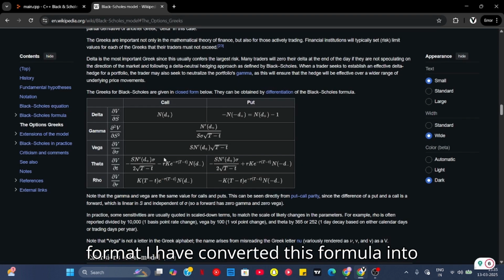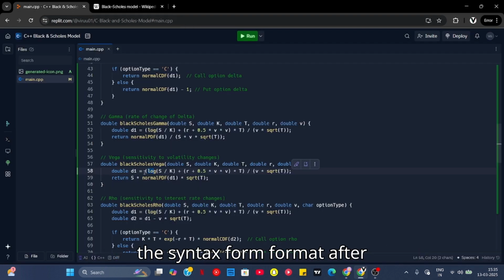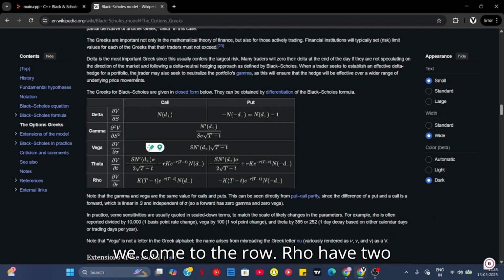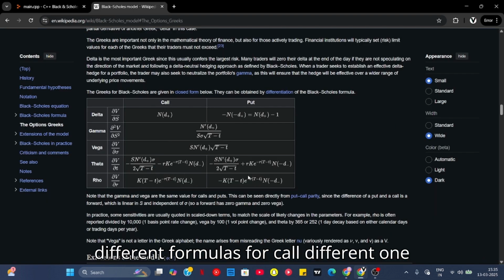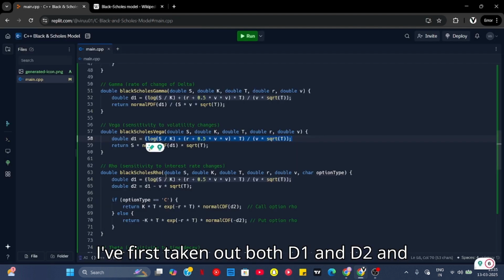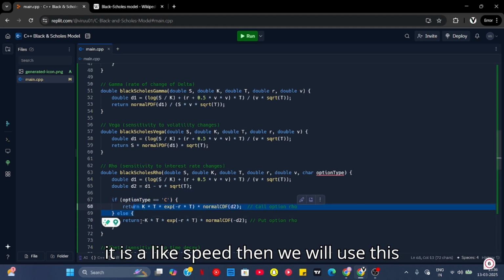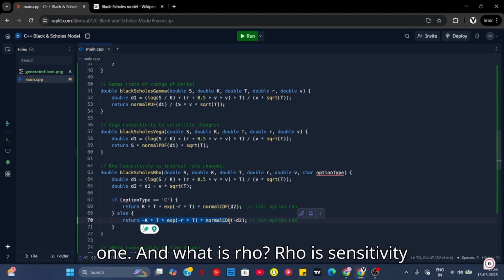Okay. In the same format, I have converted this formula into the syntax format. After that we come to rho. Rho has two different formulas, one for call and a different one for put. So that's why I've first taken out both D1 and D2, and then if the option is C, that is a call option, then we will use this one, and if it is P, then we will use this one. And what is rho?